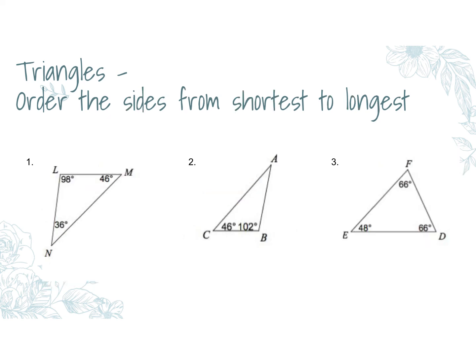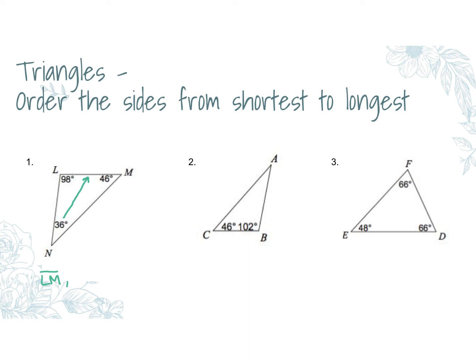Next, we will look at the given angles in a triangle to order the sides from shortest to longest. In question 1, the smallest angle is angle N, 36 degrees. I will draw an arrow across to its opposite side, side LM. Side LM is our shortest side.